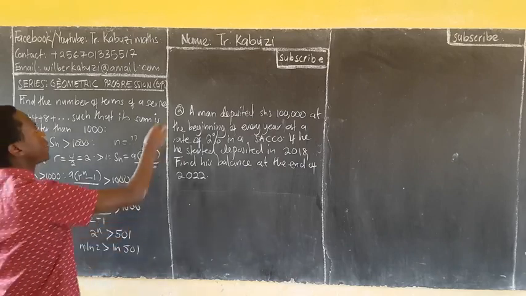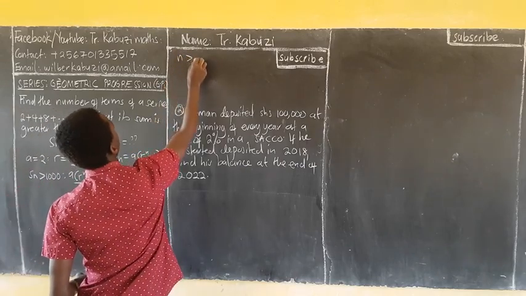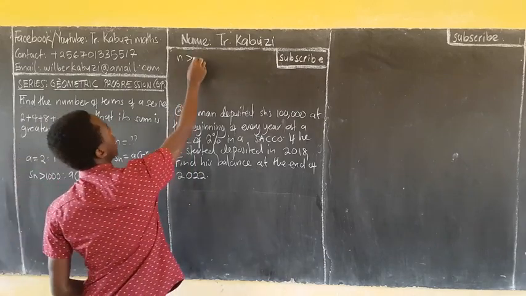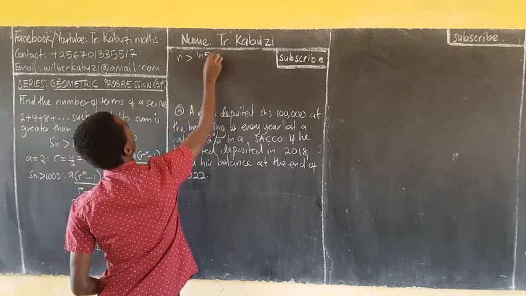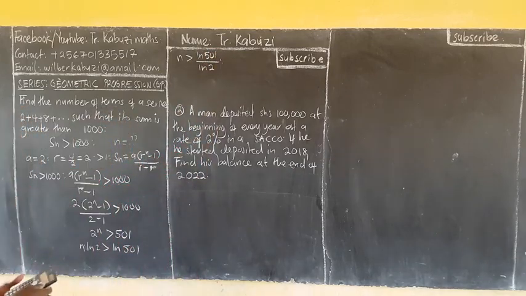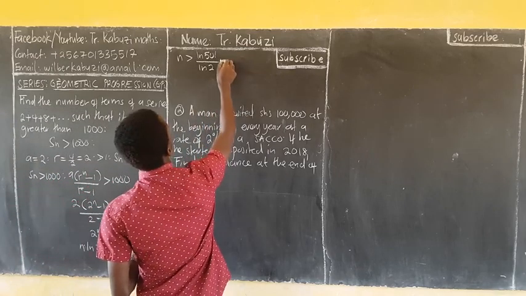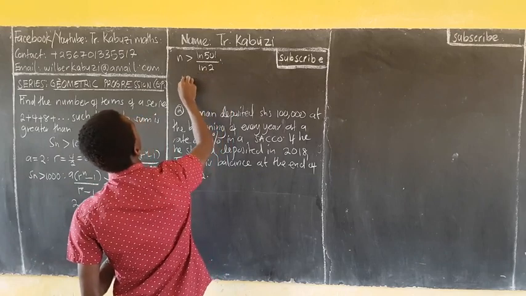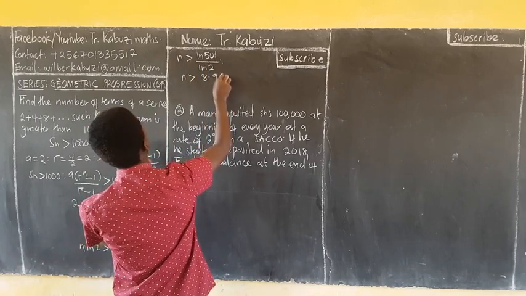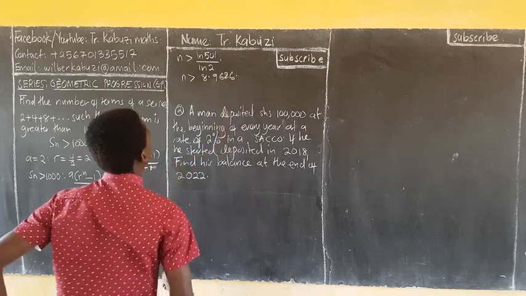So from here, I divide both sides, and I get n greater than natural log of 501 over natural log of 2. And there you get your calculator and you press natural log 501 divided by natural log 2. So the answer I get here is that my n is greater than 8.9686.